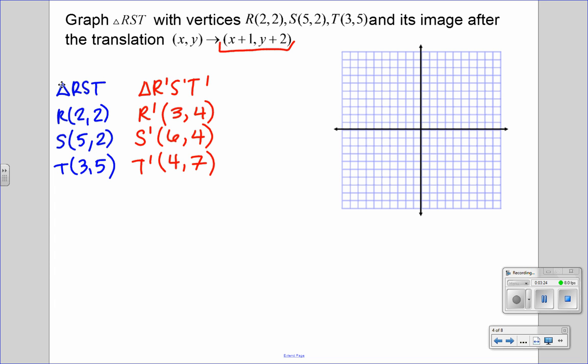And now we're going to graph our pre-image and our image. Our pre-image is in blue, so do 2, 2 for R, 5, 2 for S, and 3, 5 for T. And then we connect those dots because it is a triangle. Now let's draw our image, which is 3, 4. And it will overlap, and that's okay. 6, 4 for S. And then 4, 7 for T.